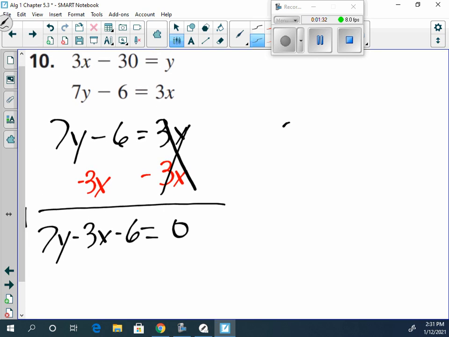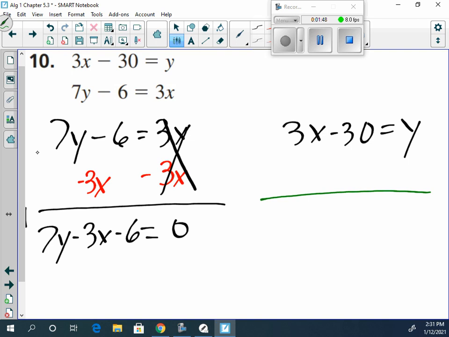Now the other one we have is 3x minus 30 equals y. Well, y is on the wrong side here also, isn't it? So we need to move it to the other side. Well, is y positive or negative? So we would minus it because y minus y, these here cancel out, yes? So what I get is, do we want to put the y in front of the 3x or after the 3x?